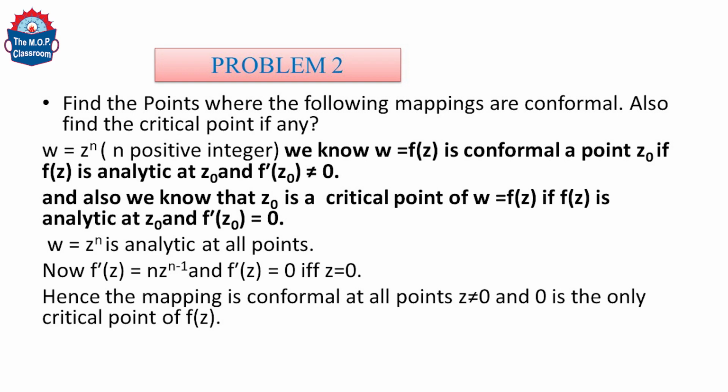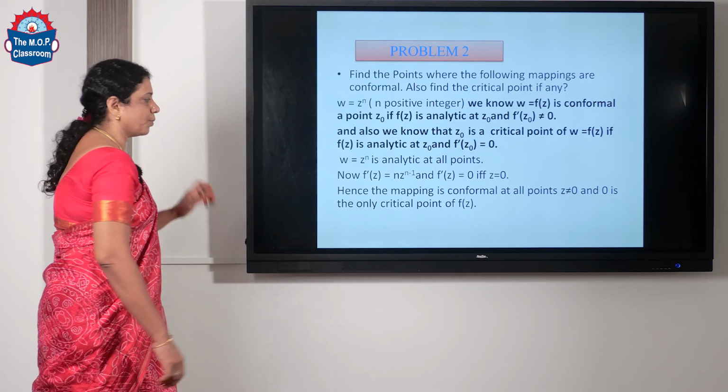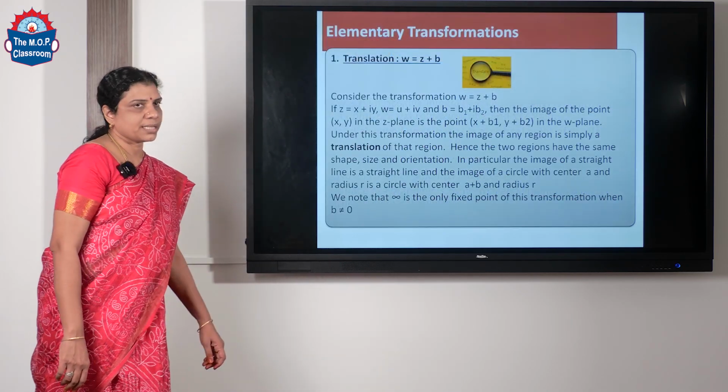But what is the critical point? z naught is a critical point of w equal to f of z if f of z is analytic and f dash of z naught is equal to 0. So, w equal to z power n, we are finding f dash of z, this is n into z power n minus 1. f dash of z is equal to 0 if and only if z equal to 0. Hence, the mapping is conformal at all the points except z equal to 0. So, what is the critical point here? z equal to 0.